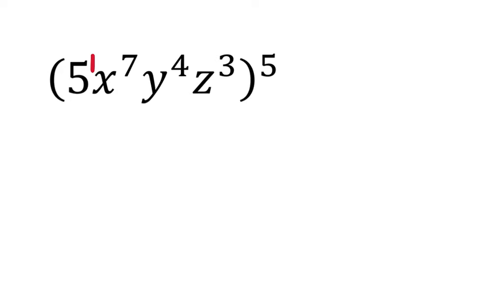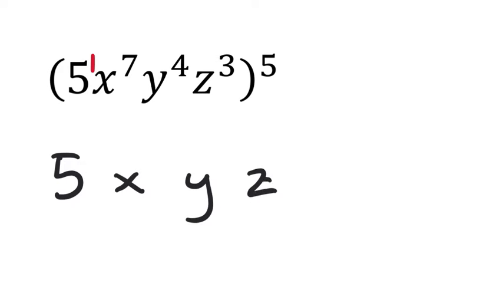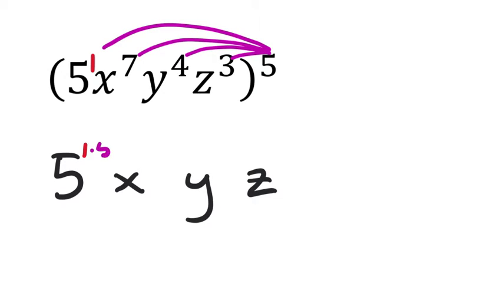Some students even prefer to think of this as distribution with just the exponents. So that means you're going to keep your bases, 5, x, y, and z. But what I'm going to do is take this 5 exponent and multiply it by all of the exponents on the inside. So that ends up being 5 to the power of 1, but now times 5. And then it'll be x to the power of 7, but now times 5.